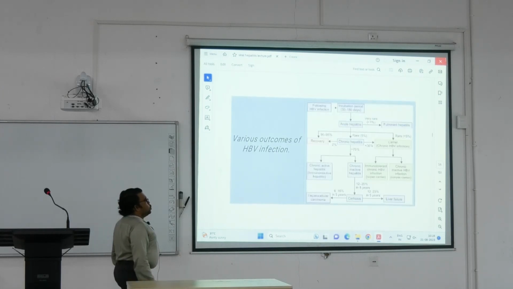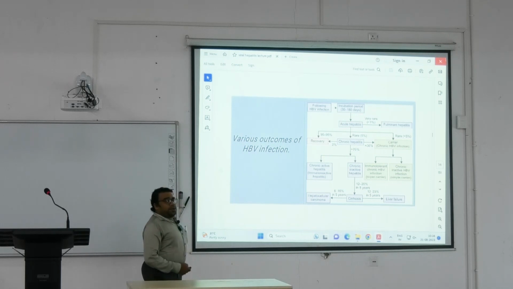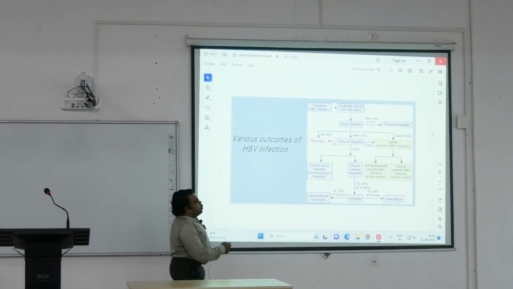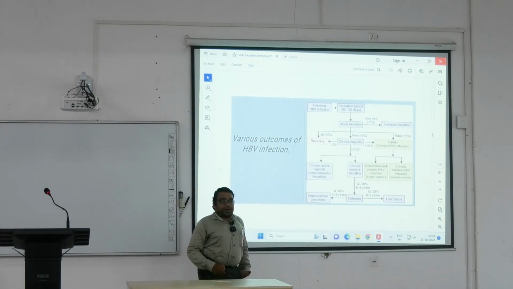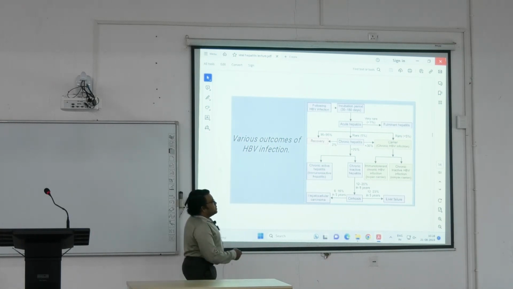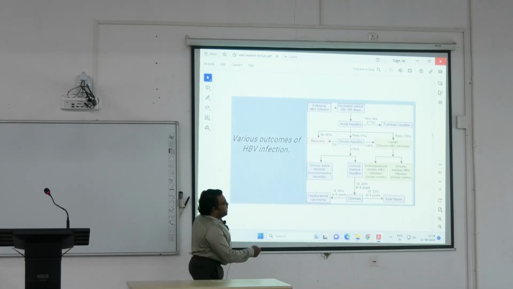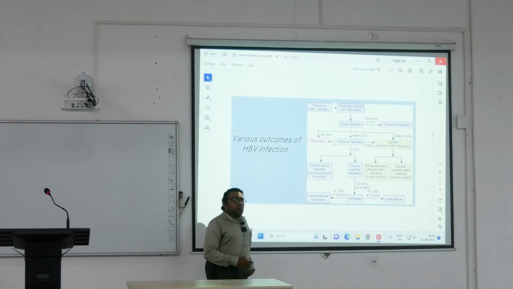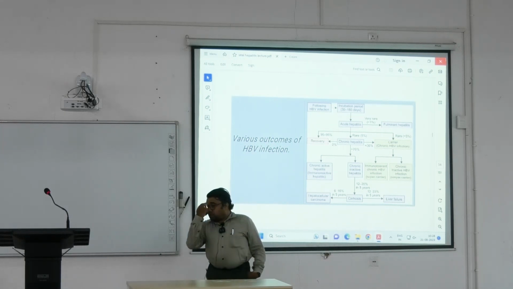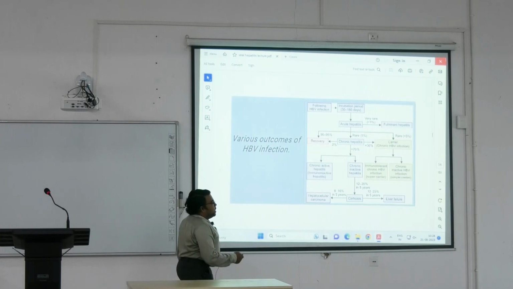Now, this is a chart which shows the various outcomes of hepatitis B infection. So, after an incubation period of 30 to 180 days, there will be acute hepatitis. Very rarely, some patients will end up with fulminant hepatitis, less than 1%. Most of the patients will recover. Very few will develop either carrier or chronic hepatitis. Okay. Now, the carrier, that means those who are carrying the virus for about 6 months. What will be their fate?